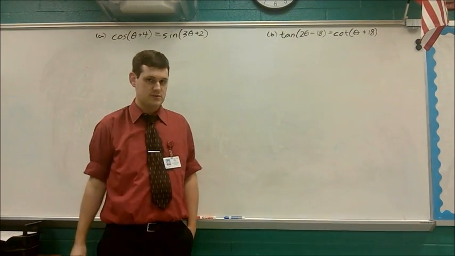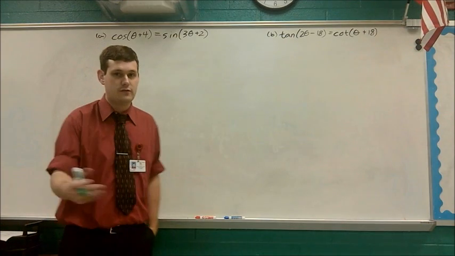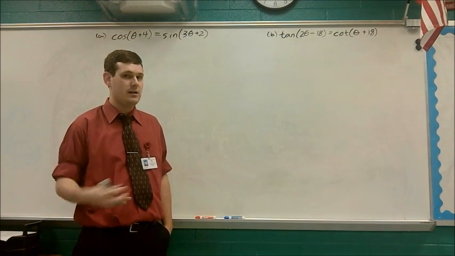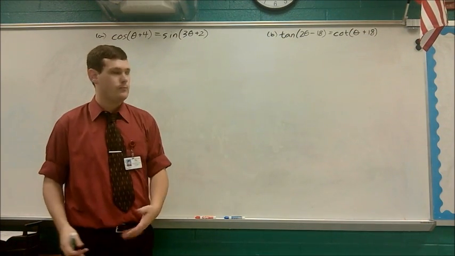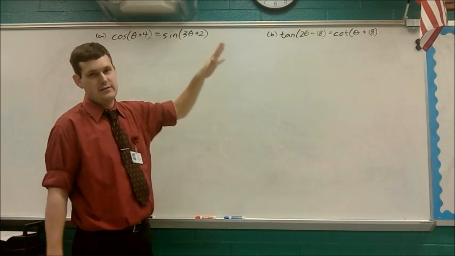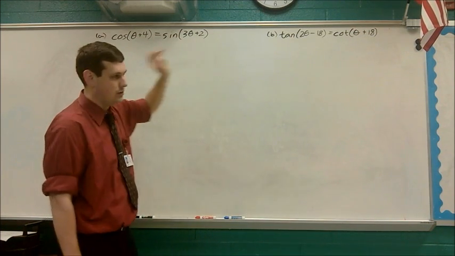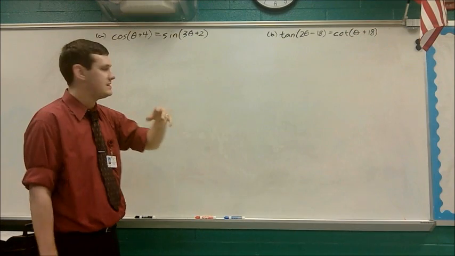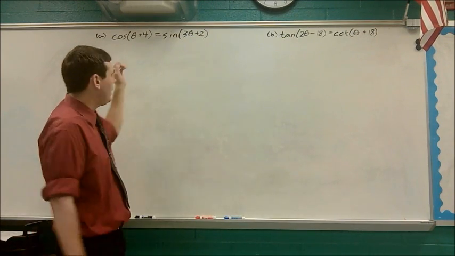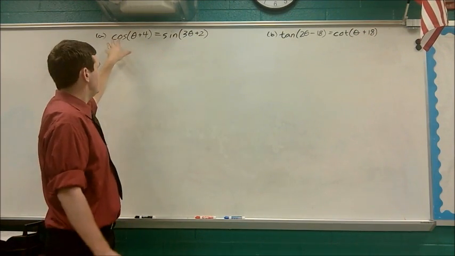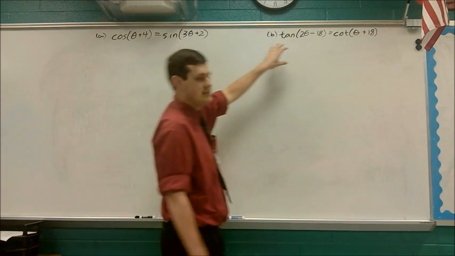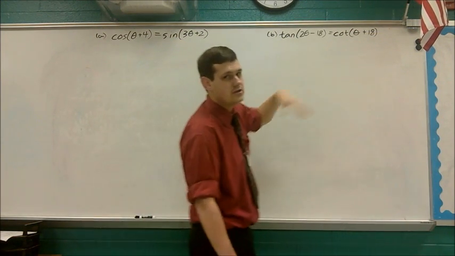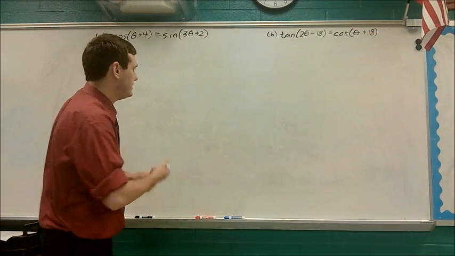Okay, these are the hard ones. We need to solve these equations for theta. So we're going to find the theta that makes these statements true. Now in order to do that, we're going to have to get rid of the functions. In order to get rid of the functions, we have to notice that we're dealing with cofunctions. Cosine is equal to a sine. Tangent is equal to a cotangent. So we're going to be using the cofunction identities.